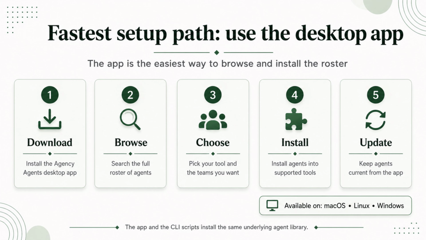The fastest way to get started is by using the Agents desktop app. First, download the app. Then browse the roster of available agents. After that, choose your target tool and select the agent teams you want to install. Then click Install. The app places the agents into the correct supported location. You can also use the app later to keep agents updated. This is the easiest path for most users. The desktop app and the command line scripts both install the same underlying agent library. The app just makes the setup process more visual and beginner friendly.